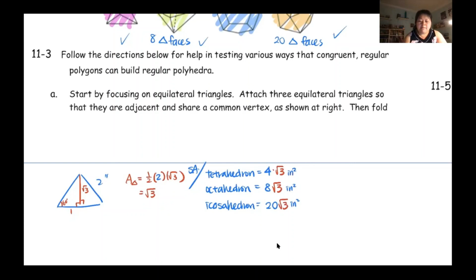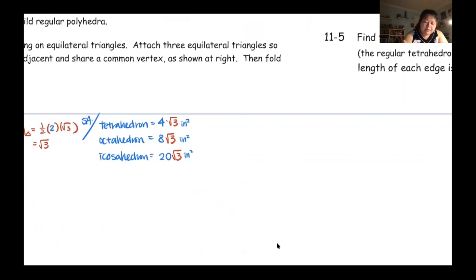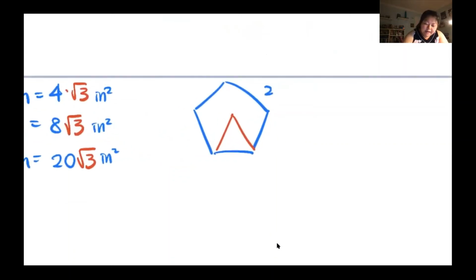Okay, so what about my dodecahedron? Well, my dodecahedron is made of a pentagon, so I need to figure out the pentagon first. So remember, pentagon is 5-sided, right? And the way we find these is we make our triangle and remind ourselves that, okay, the given information is this is 2, but I am going to figure out my height by cutting it in half. So my height, and this is 1. Each interior angle of a regular pentagon is 108 degrees, which means this angle here is 54 degrees. 108 divided by 2 is 54.